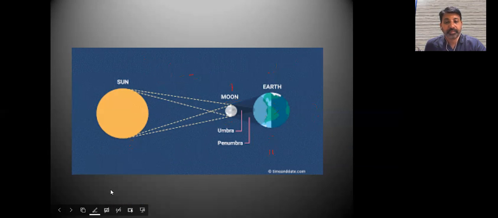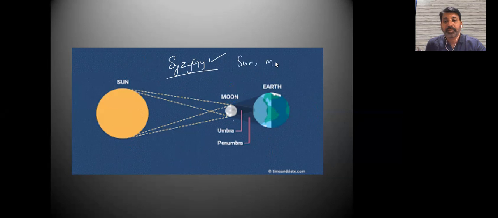And there is one more position. That position is if all three are in a straight line. It can be in any order. It can be position A or C, whatever it is. The Moon can be on this side or on this side, any position. In that case, it is called syzygy. You just write down this term. Syzygy means Sun, Moon, Earth all are in a straight line. But the order is not specified.